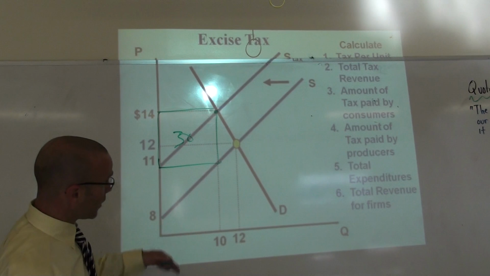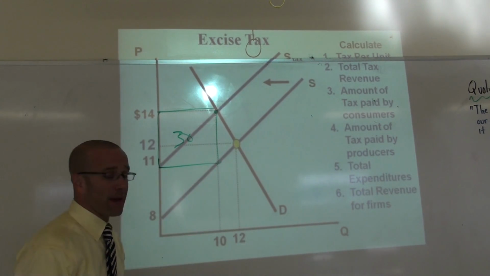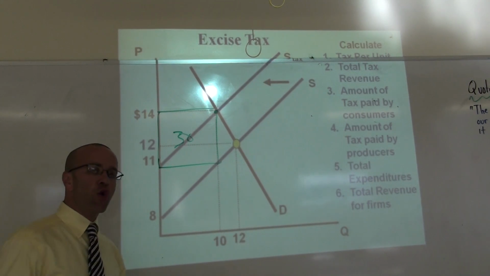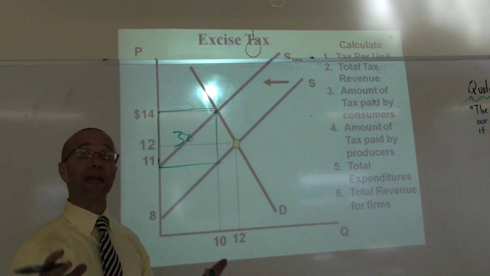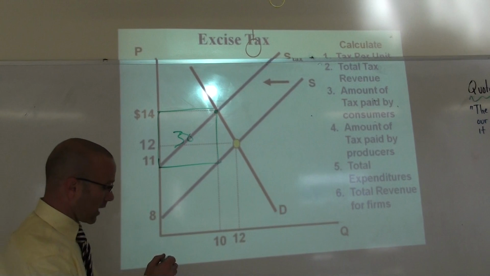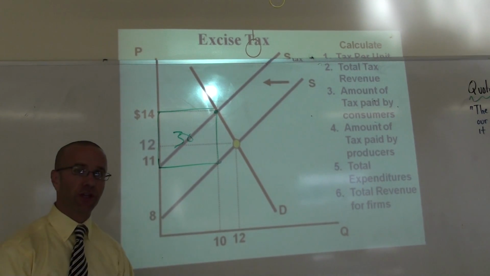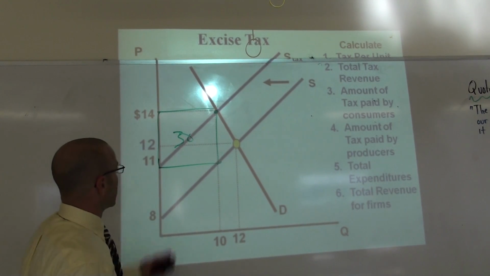Now, question number three, the amount of tax paid by the consumers. Now we're talking about tax incidence. Who bears the burden of the tax, or who eats the tax, right? Well, here's how you find this. What we're going to find out is, of this $30, how much do the consumers pay? Well, let's check it out.